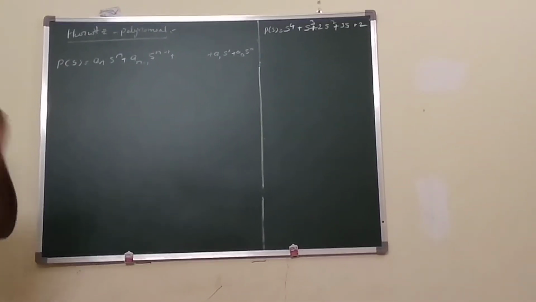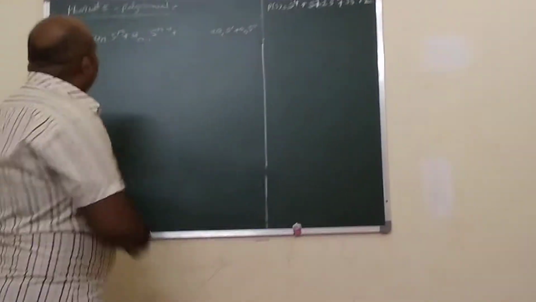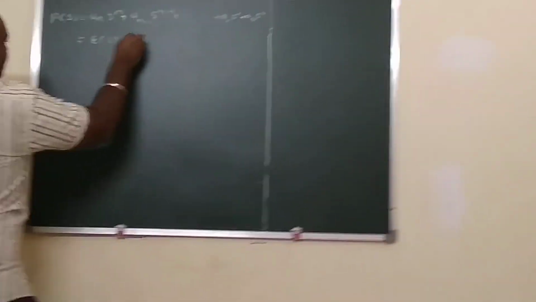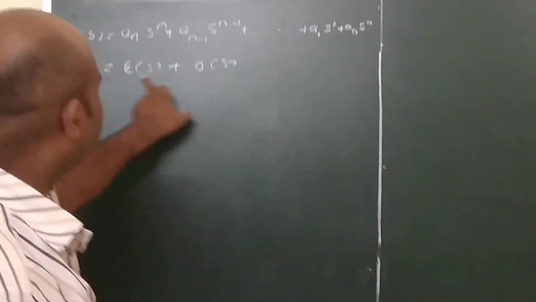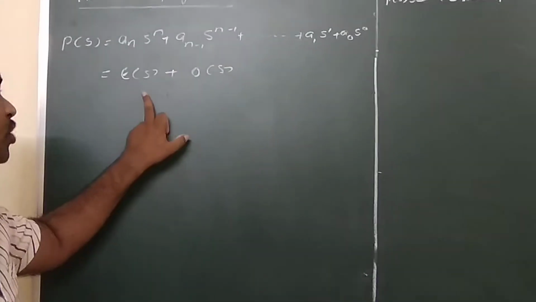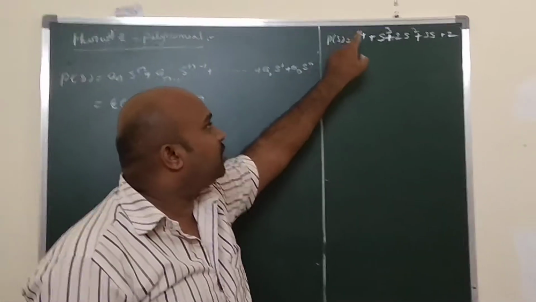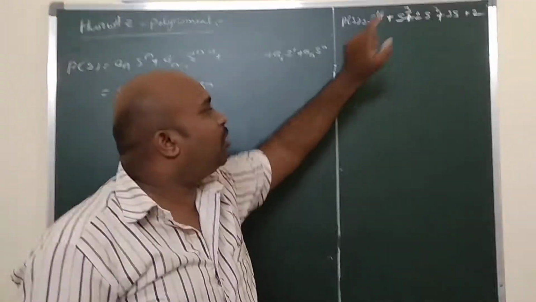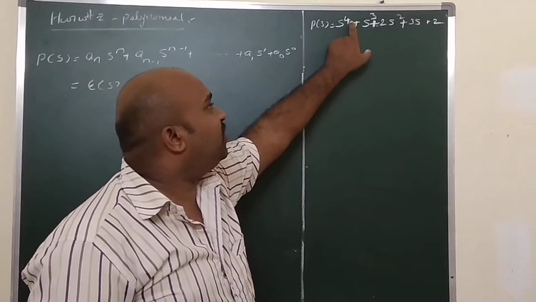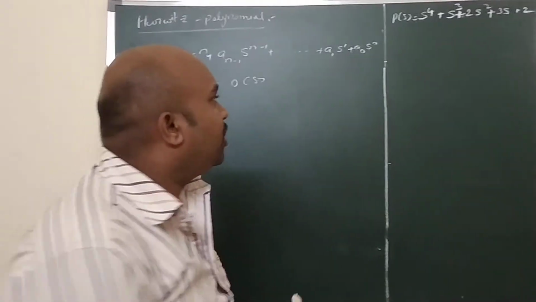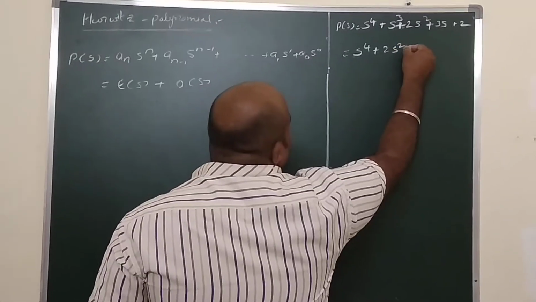So for that reason, what we are doing is dividing this particular polynomial into an even polynomial of s and an odd polynomial of s. Which one can we call an even polynomial of s? The terms whose powers of s are even values are considered the even polynomial of s. That means s^4 plus 2s^2 plus 2.